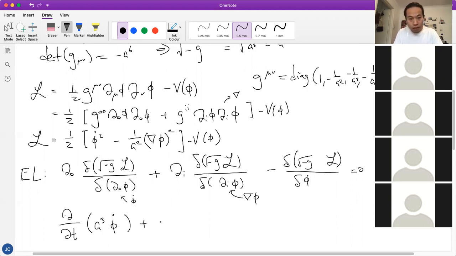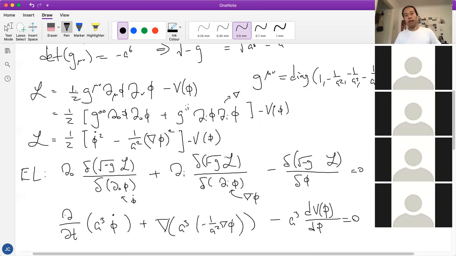And then for the second one, same thing, but this will give you a grad. And then this thing will give you first an a cubed. And then from the derivative, you get a minus 1 on a squared, and then just 1 power of the grad phi. So you get a minus 1 on a squared grad phi. And then the last one, you just get an a cubed times a derivative of the potential with respect to phi. So this one is nothing to really write about, and equals 0.